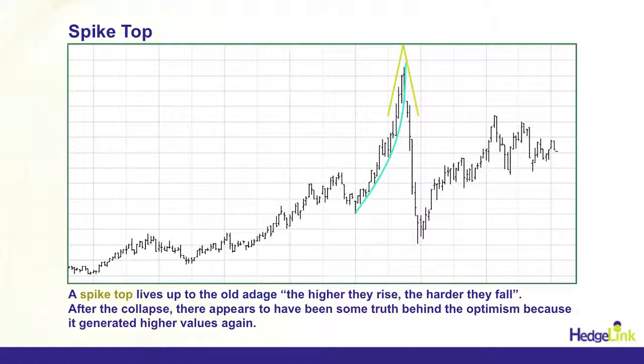Everybody's heard about church steeple tops, but they're usually referred to as spike tops by chartists, and they live up to the old adage that the higher they rise, the harder they fall. After the collapse, there appears to have been some truth behind the optimism because it generated high values again later.